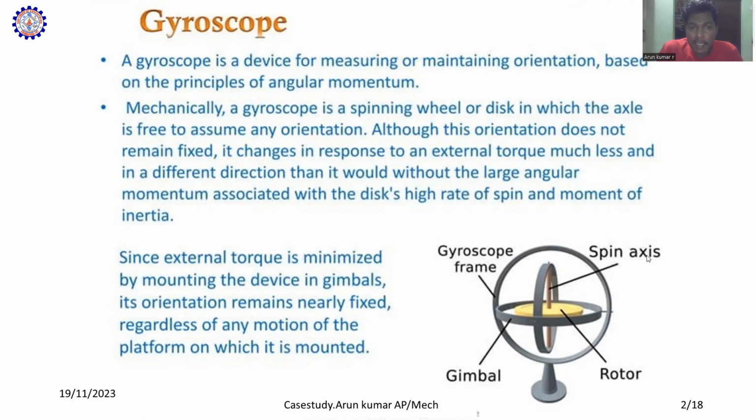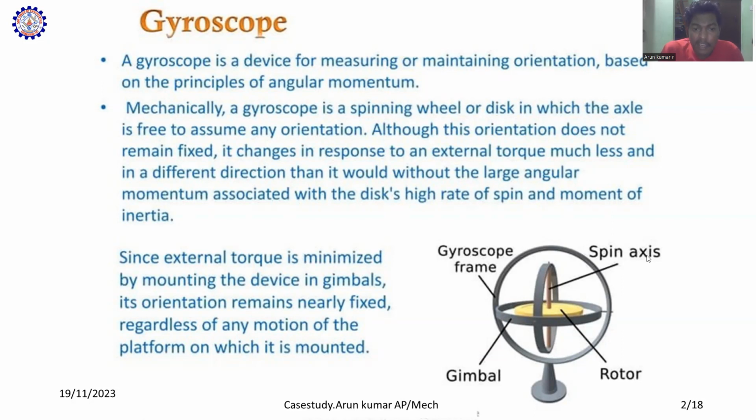In mechanics, a gyroscope is a spinning wheel or disc in which the axis is free to assume any orientation, although this orientation does not remain fixed. It changes in response to an external torque much less, and in a different direction, than it would be without the large angular momentum associated with its high rate of spin and moment of inertia.